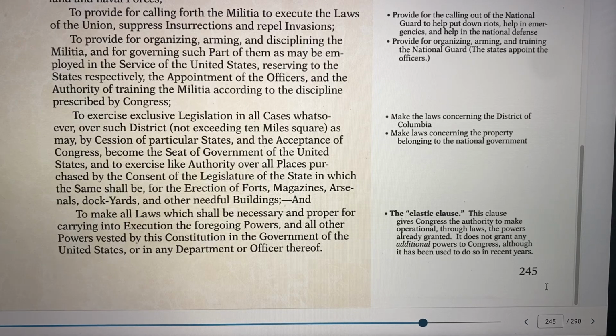So we talk about the elastic clause here. Let me get a pointer here so I can show you where you can kind of see. So the elastic clause being right here. It says this clause gives Congress the authority to make operational through laws the powers already granted. It does not grant any additional powers to the Congress, although it has been used that way in recent years. They call it elastic because they're stretching the powers of the Congress. And so basically it says Congress has the authority to make new laws and such powers that are already granted.